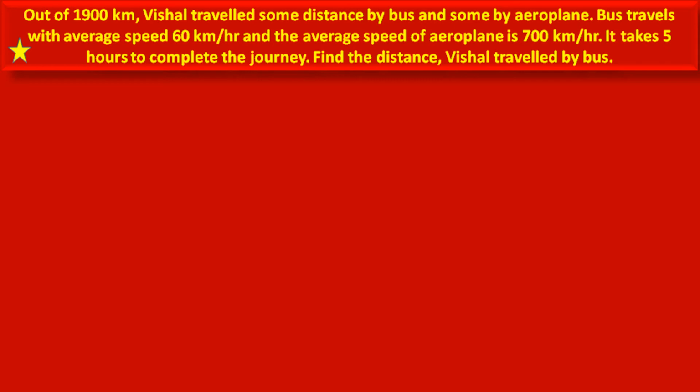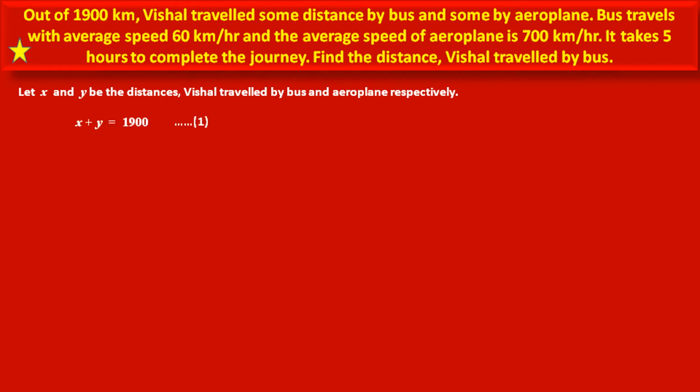Now, first we have to assume the distance traveled by bus as well as the distance traveled by aeroplane to solve this problem. That means we require two variables. Let x and y be the distances we shall travel by bus and aeroplane respectively. Keep in mind these distances are in kilometer, as given in the question.